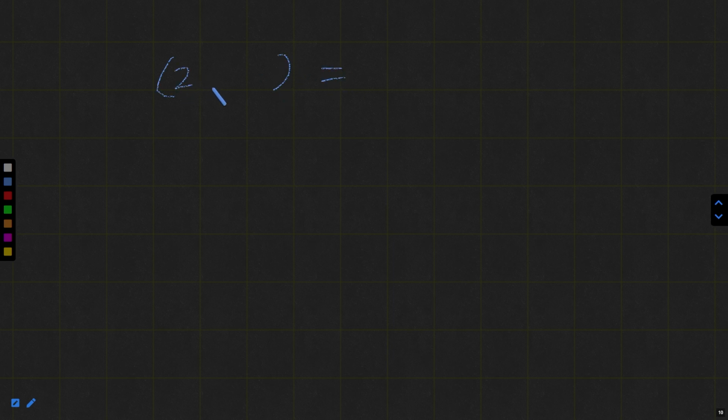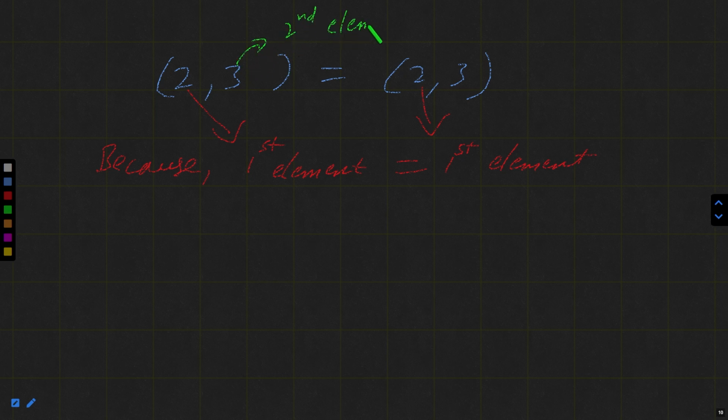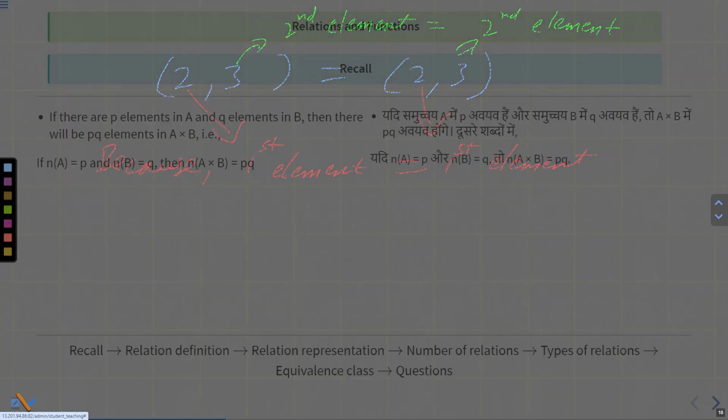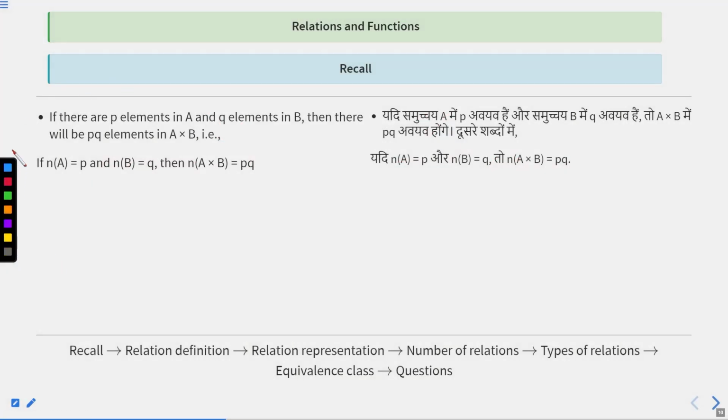This means (2, 3) is equal to (2, 3). Why? Because the first element over here is equal to the first element over here, and the second element is equal to the second element over here. I hope that from these examples you can now say which two pairs are equal and which are not equal to each other. I hope the meaning of ordered pair is clear now.